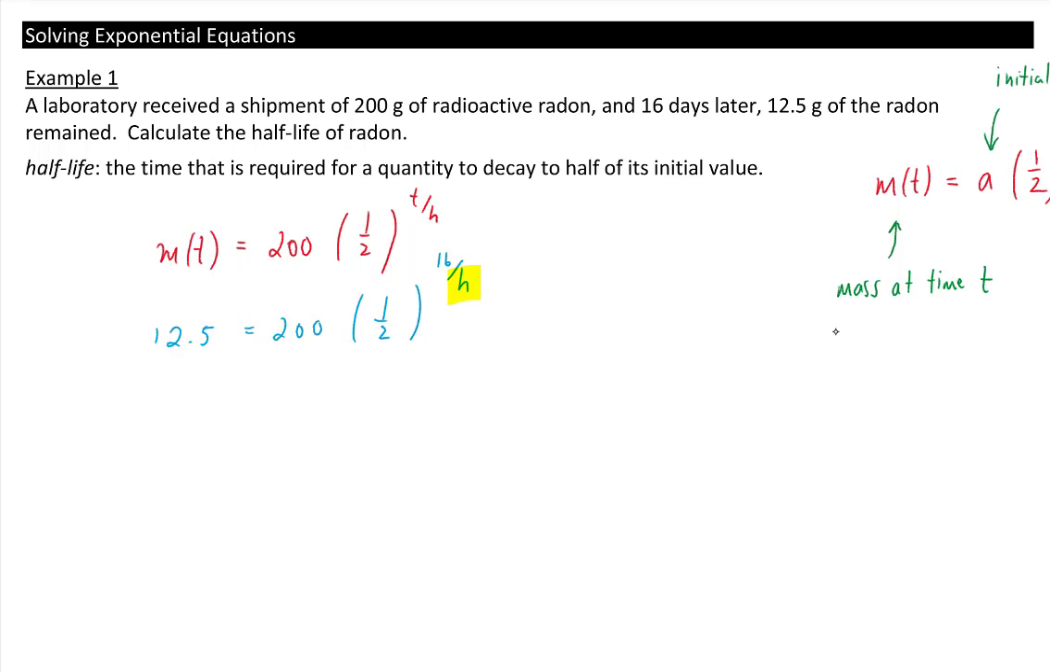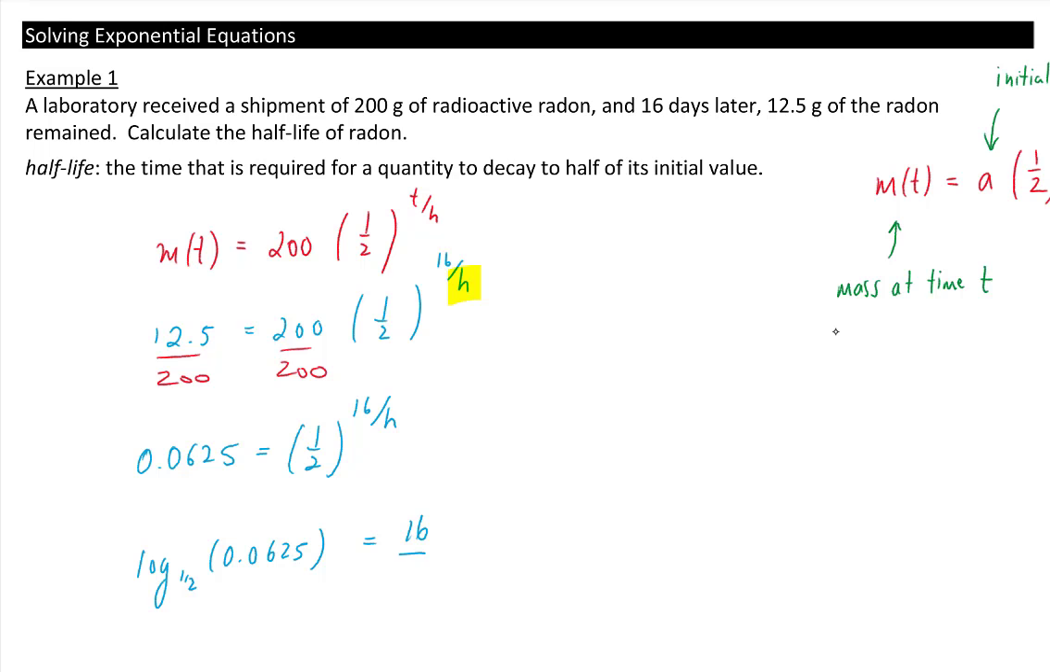The first step when solving exponential equations is to get one term and one factor on each side if possible. So for this example, we can divide both sides by 200, and we have that 0.0625 is equal to 1/2 to the exponent of 16 divided by h. Now that we have one term and one factor on each side, we can convert to a logarithm. So this is log base 1/2 of 0.0625 equals the exponent 16 over h.